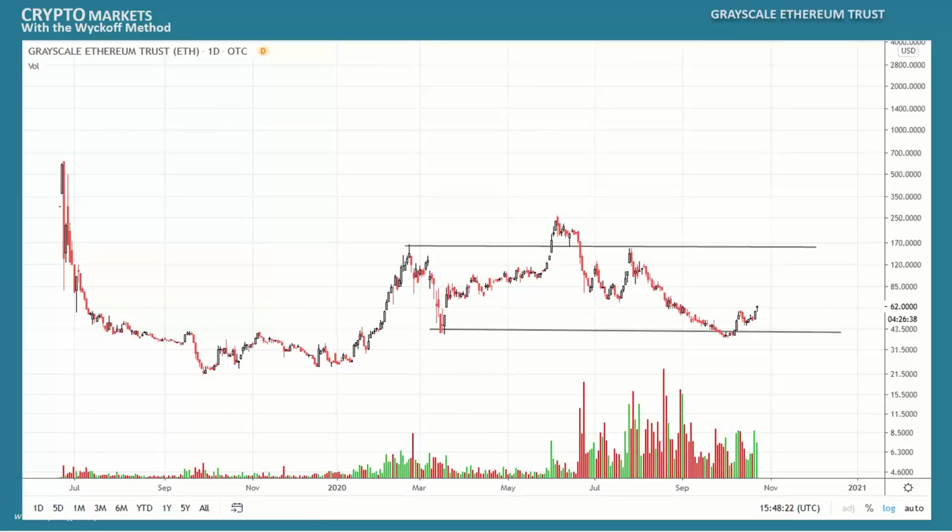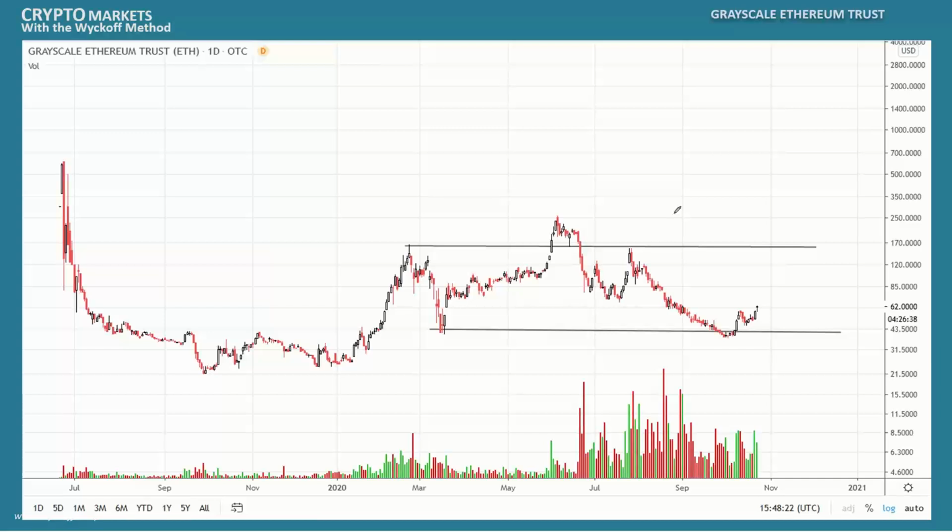So this is the Grayscale Ethereum Trust. This is for stock traders that want to be in the crypto markets as well. So this is a very liquid structure. But I think it's still constructive because we have here what Bruce calls the IPO disease. I think this could be called an IPO disaster.